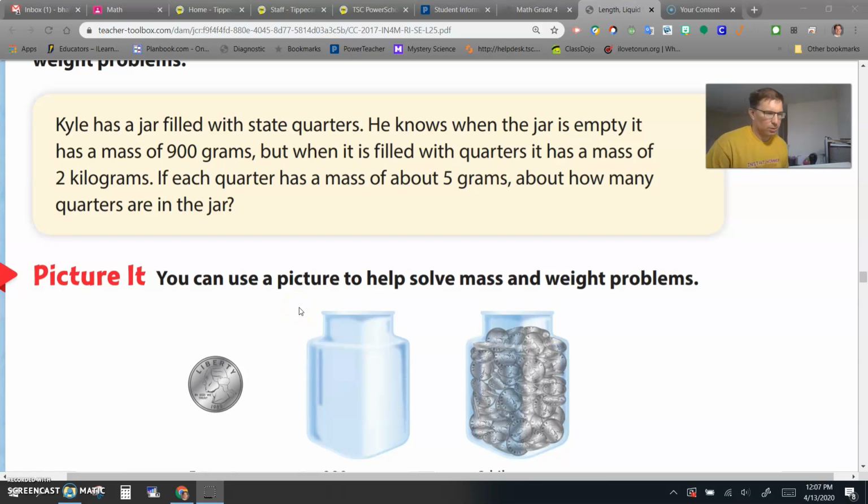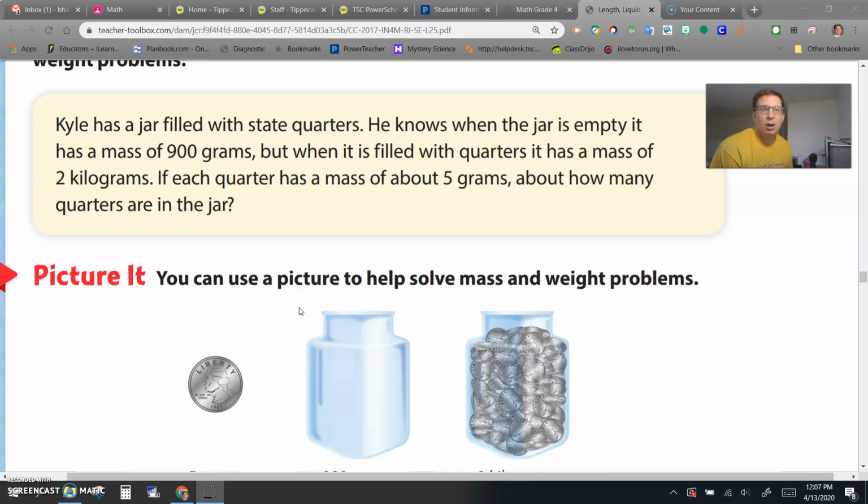Alright, home stretch to lesson 25. So this is lesson 25, day 4. On your MIB on pages 292 to 293, we are going to talk about weights and mass in today's problems.